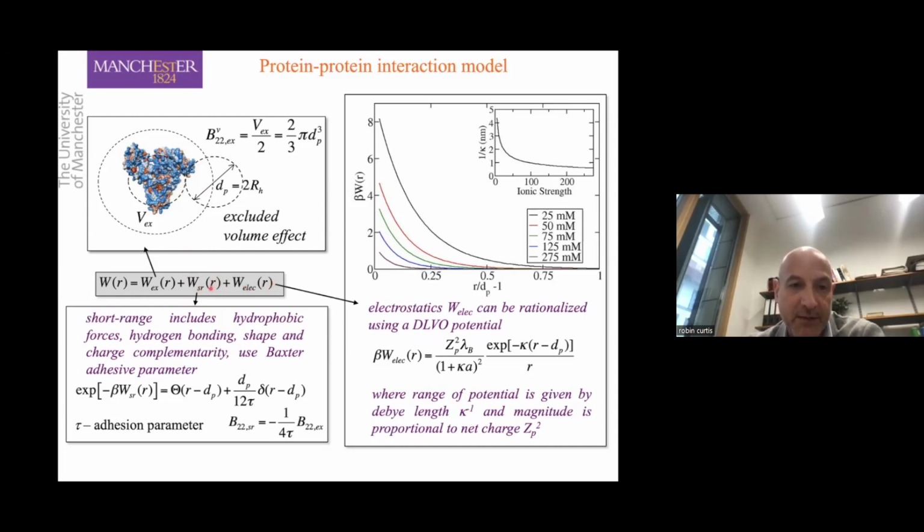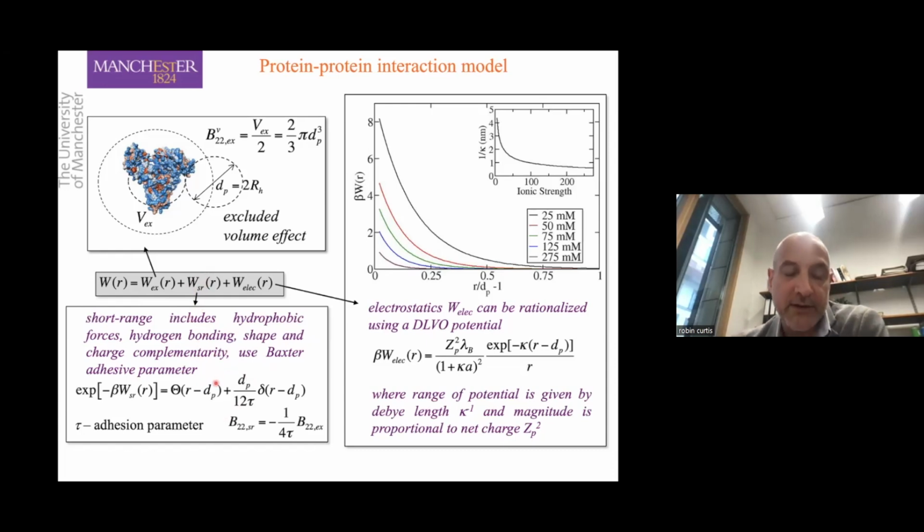Then we break up the interaction into two terms. We say we have some short-range attractive term, which we don't really know the origin of. And then we have a longer range electrostatic repulsion term, which is due to double layer force repulsion. The reason we can separate this out is just because they have a different range. The double layer repulsion is longer range than this short range attraction. And so we model the short range attraction using this sticky Baxter model.